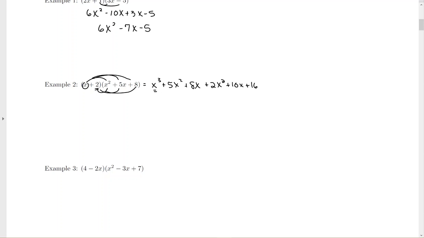So I have an x cubed, it's the only power 3 in the problem, 5x squared plus 2x squared, 8x plus 10x, and then a plus 16.